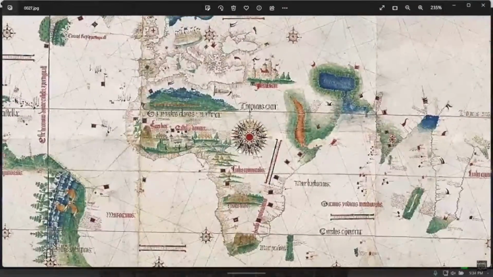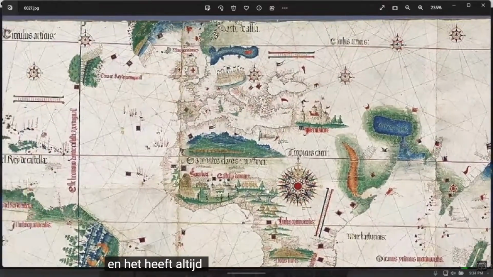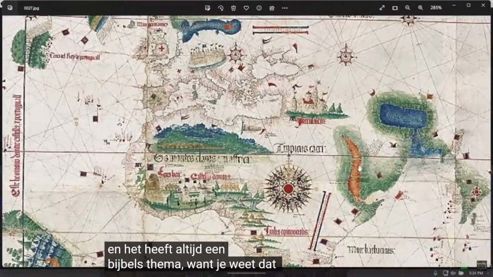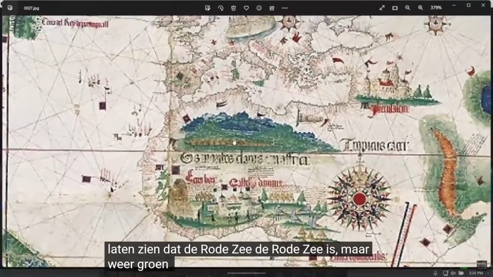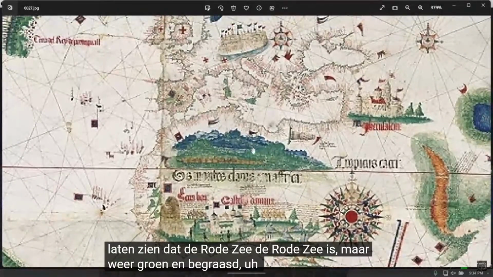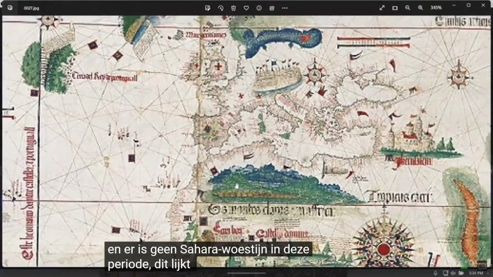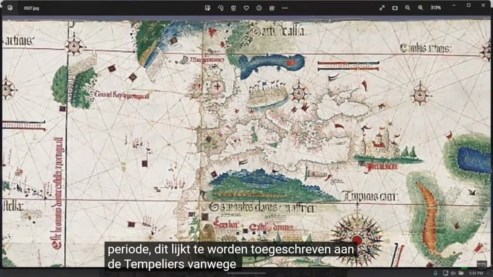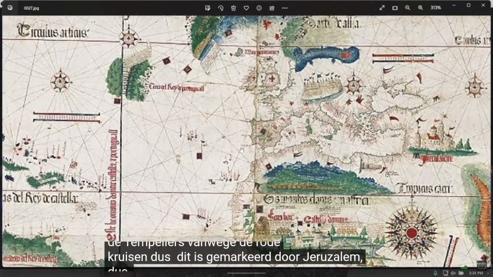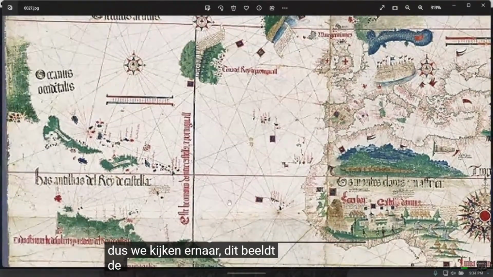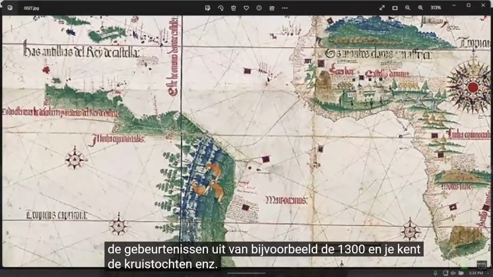Here's a cruder Middle Ages map. This is 1400s, okay? And it's always biblical themed because they show you the Red Sea is a red Red Sea. But again, green and pastured North Africa. There is no Sahara Desert at this period. This looks to be attributed to the Knights Templar because of the red crosses. So this is Jerusalem marked up. We're looking at this depicting the events of the 1300s, the Crusades, etc.